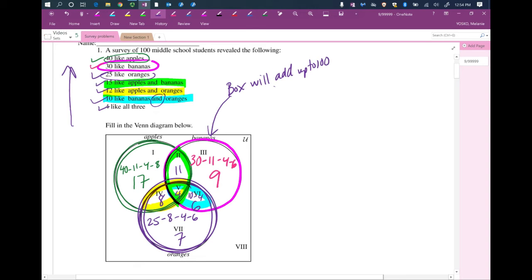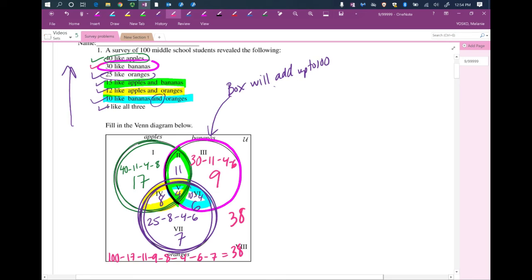Okay, so the whole box is going to add up to 100. So this region plus this region plus this region plus this region plus this region plus this region plus the outer region will be 100. So let's do some scratch work. So we'll have 100 minus 17 minus 11 minus 9 minus 8 minus 4 minus 6 minus 7. Let's see what that is. Looks like that is 38. So there's 38 students out here.